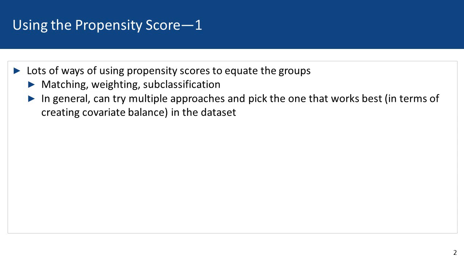In this short lecture, we're not going to get into those details. We're going to talk through an example of matching, so you'll see what that looks like in practice. Weighting, just briefly, essentially uses a function of the propensity score as a weight to weight the treatment and comparison groups to look similar to one another. And subclassification at a very high level basically forms lots of small groups of people with similar propensity scores and compares outcomes within those small groups. One nice thing about propensity score methods is that you can try multiple approaches and pick the one that works best in terms of creating covariate balance in the data set. So you don't have to commit to one, you can try a few.